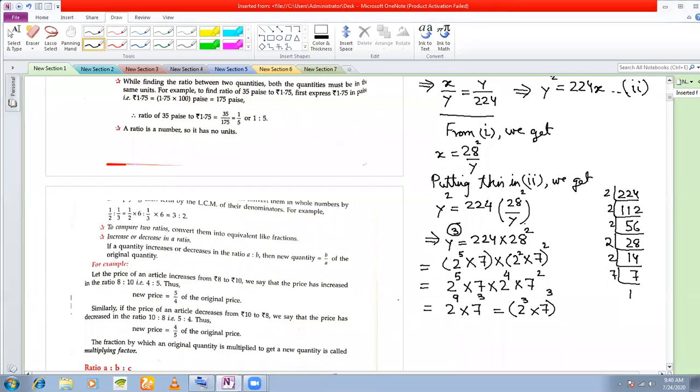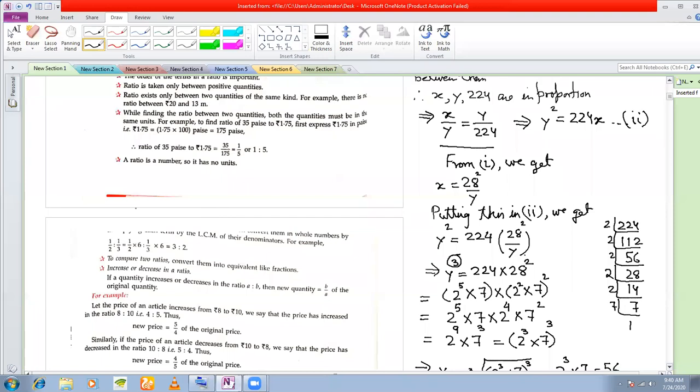So this means y is the cube root of 2 cube into 7 whole cube, which is 2 into 7. So this is 8 into 7, right? 56. So y is 56.